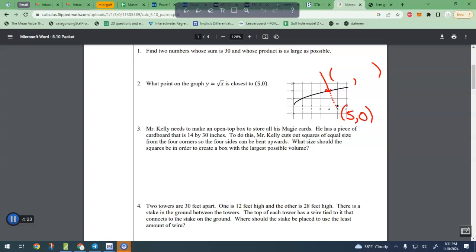Closest to. So what am I trying to maximize or minimize if I want the closest? I want the minimum distance. So the minimum distance. Do we remember the distance formula? That's slope. Those things are involved. Anybody? It's just the Pythagorean theorem.